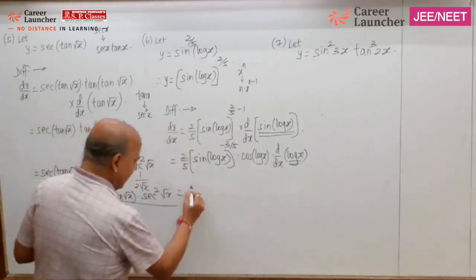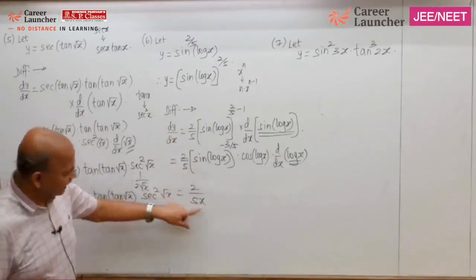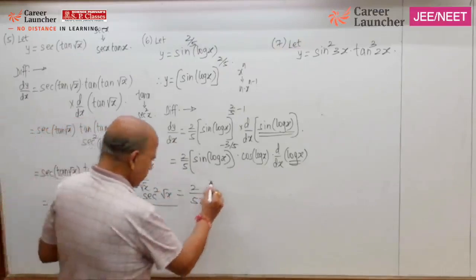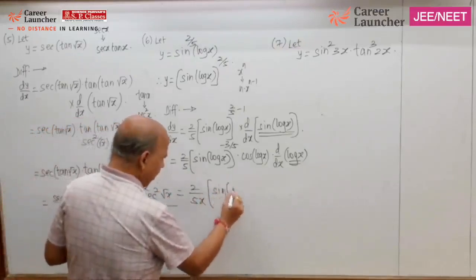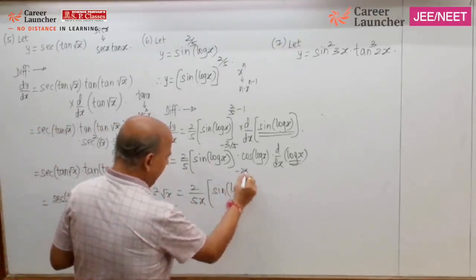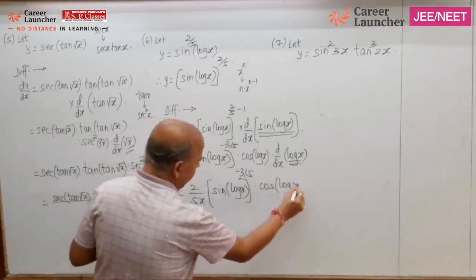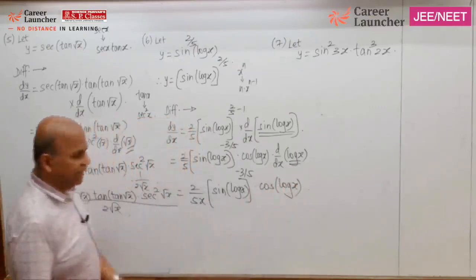So can we write this as 2 upon 5x? That x from 1 upon x we can write here. Sine of log x bracket raised to minus 3 upon 5 into cos of log x. Getting it or not?